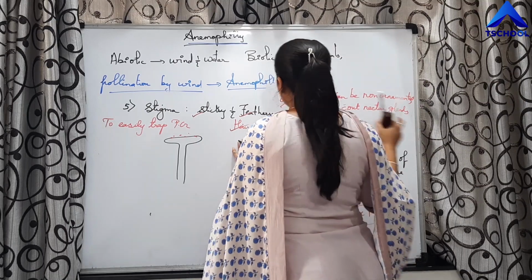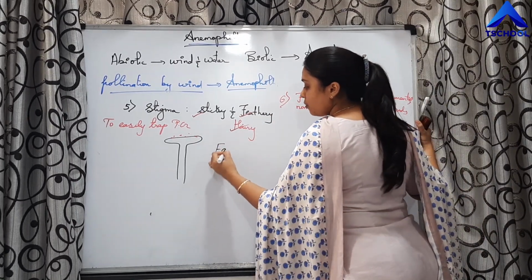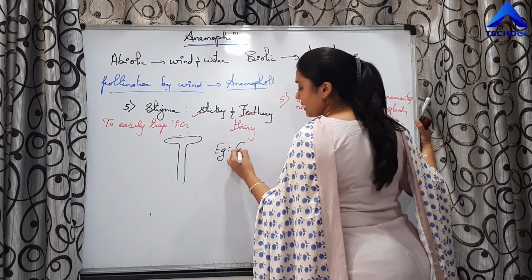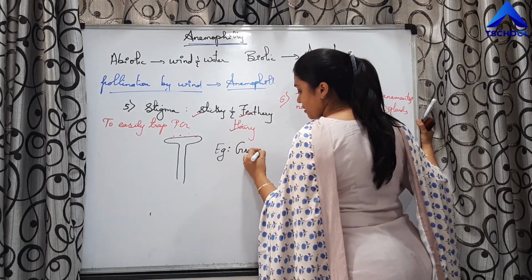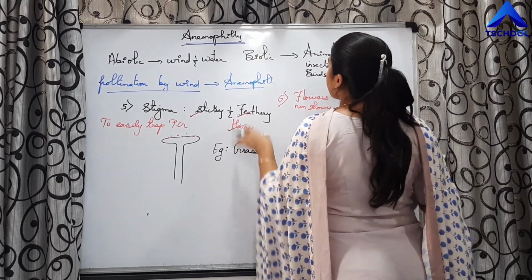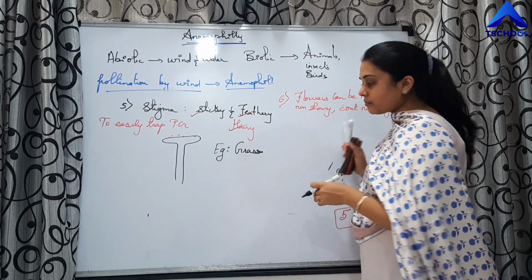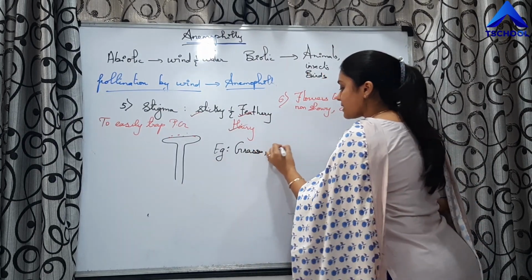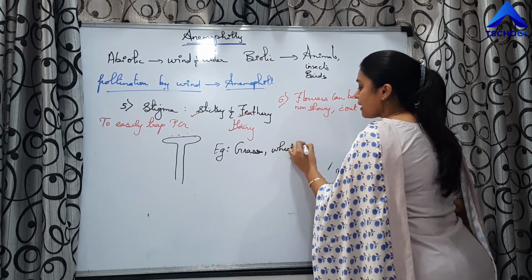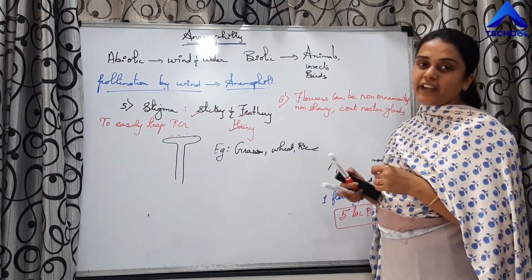Which are the flowers which undergo pollination by wind? Examples of anemophilous flowers are grasses. Most of the grasses undergo pollination by wind. Other examples are wheat and rice. So these are the examples of anemophily.